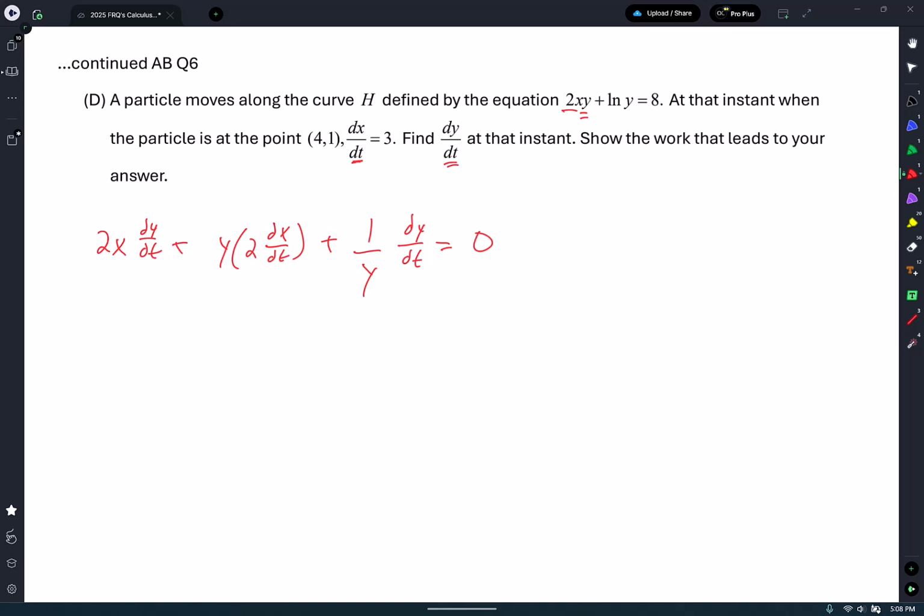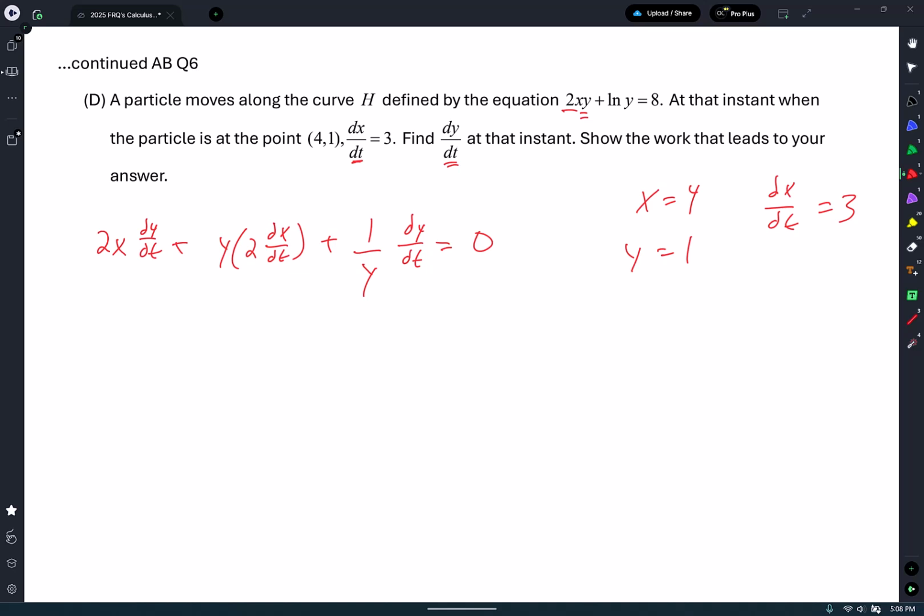Let me make sure that I didn't make any mistake. First times the derivative of the second, dy/dt, plus second, y, times the derivative of the first, 2 dx/dt, plus 1 over y dy/dt. Yeah, everything looks good to me. They want me to find dy/dt. This is my x. X is 4. Y is 1. And dx/dt equals 3. You can, if you want, solve for dy/dt. Our physics teacher loves doing that. I'm just going to go ahead and plug in, guys.